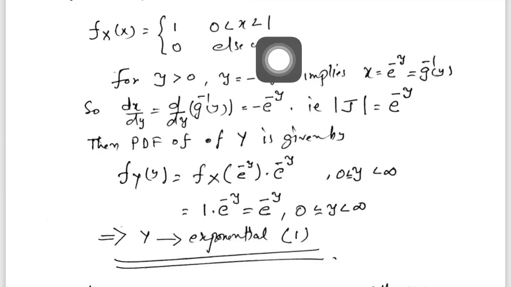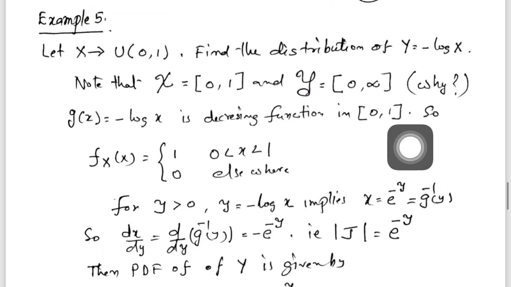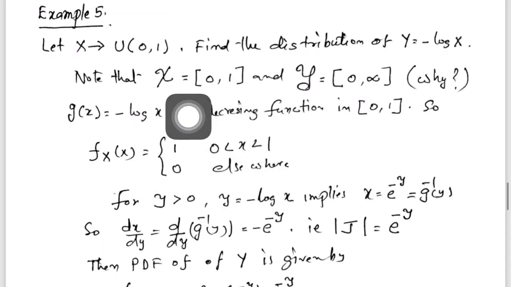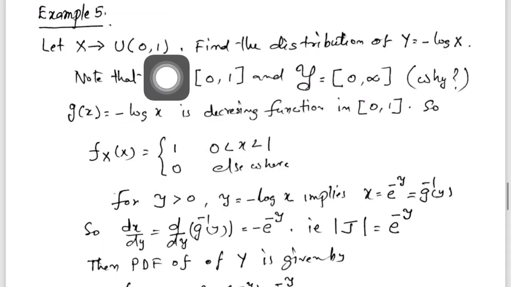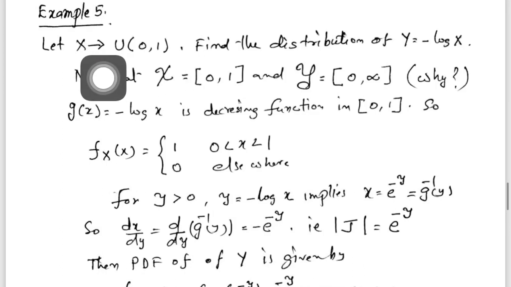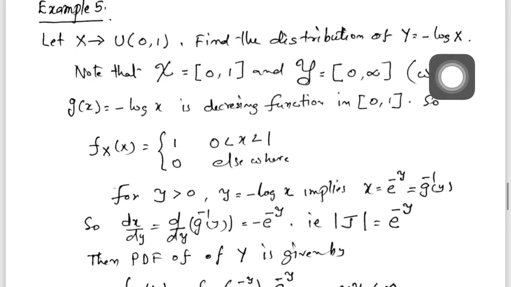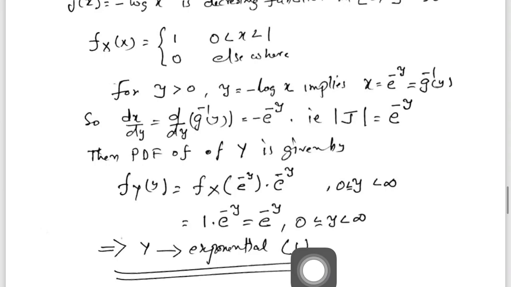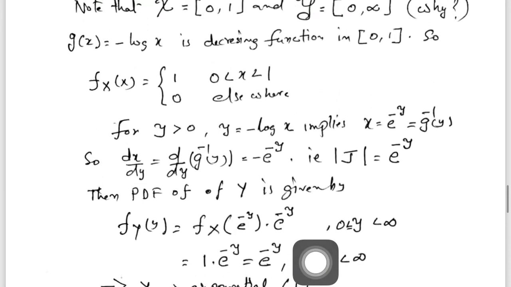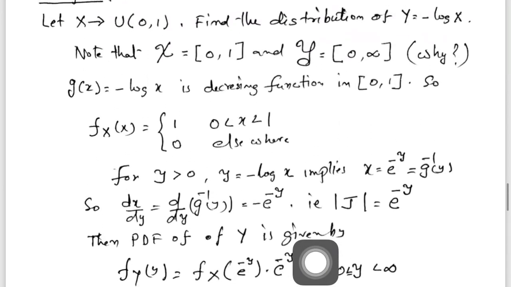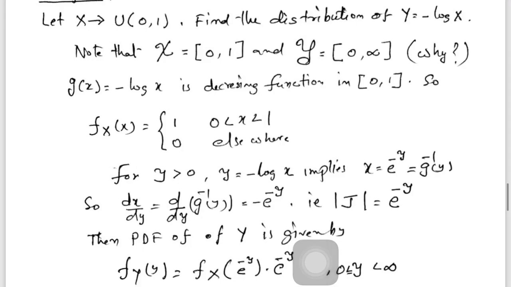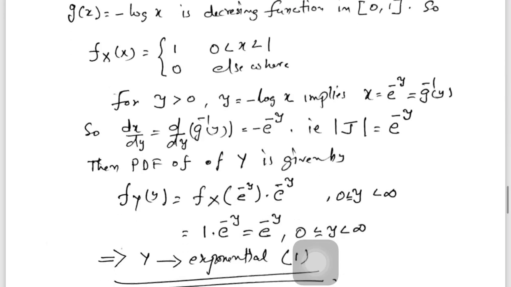Okay, and in this example you have an additional idea: if x is uniform, then minus log x is exponential. And of course, this is a relation between the uniform distribution and the exponential distribution. Uniform distribution and exponential distribution are related in this way.